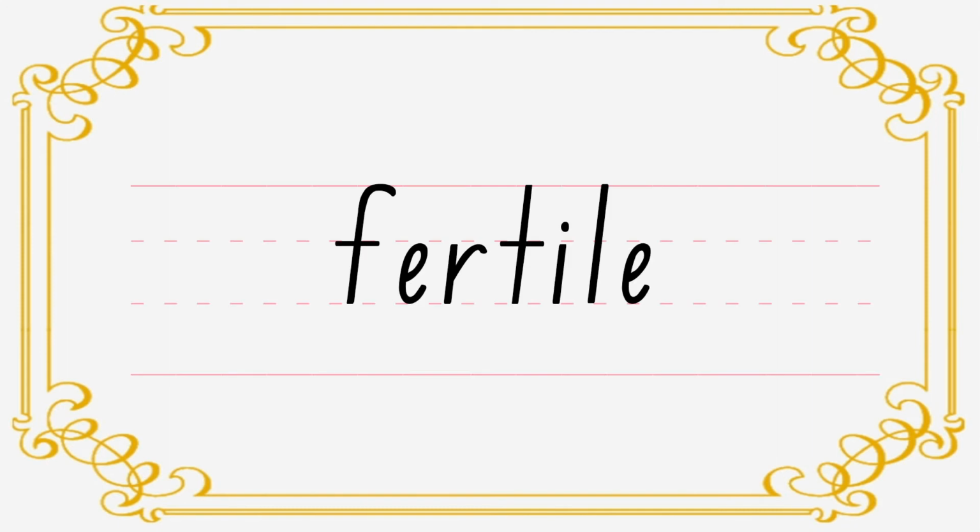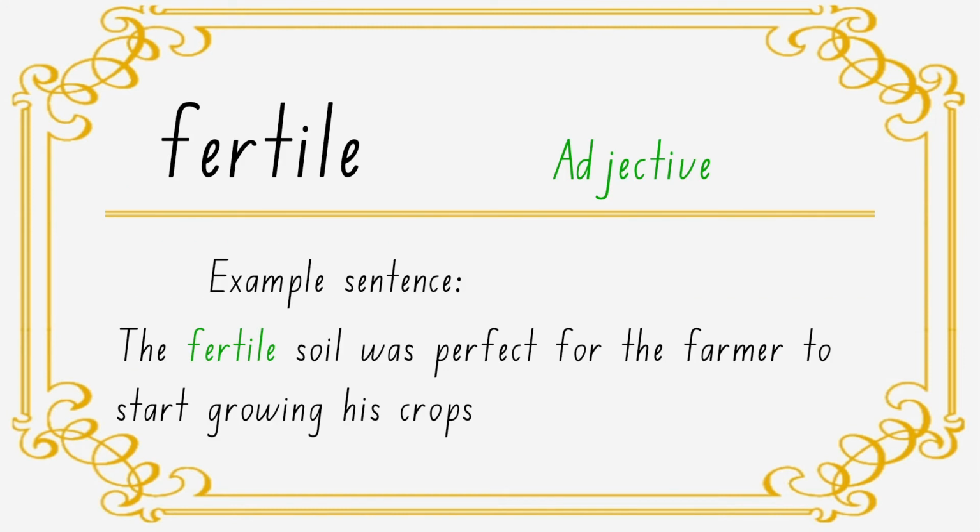Word number 10 is fertile. Fertile is an adjective, and it describes things that are producing or capable of producing abundant vegetation or crops. Normally, when we're using this word, we're talking about the soil. So, fertile soil would be soil that is able to grow a lot of crops.